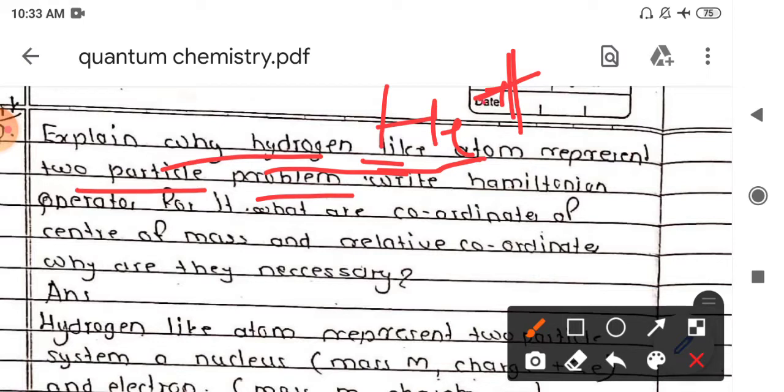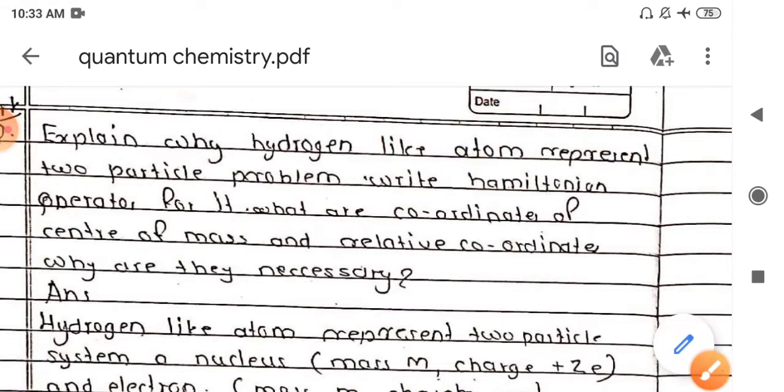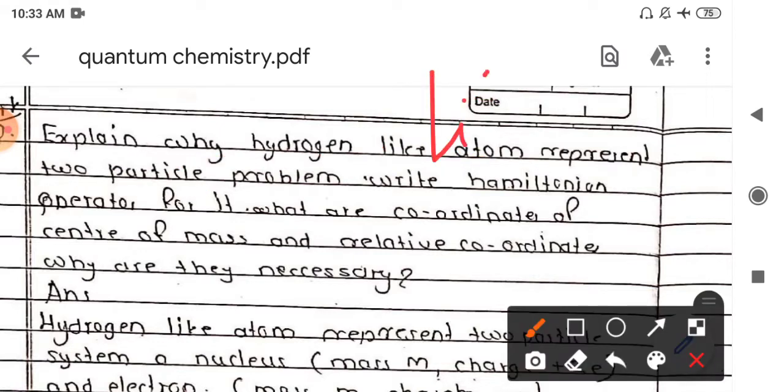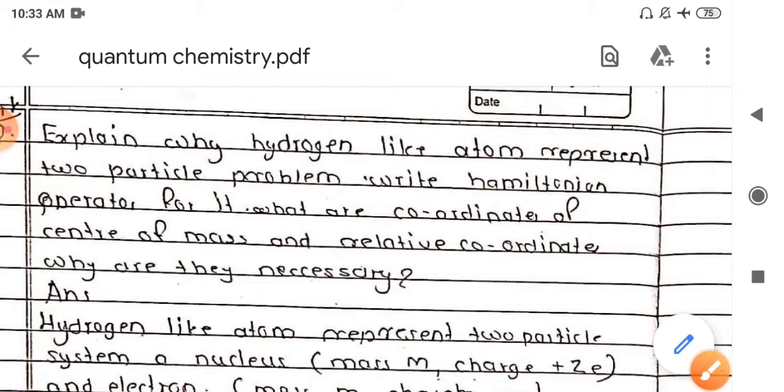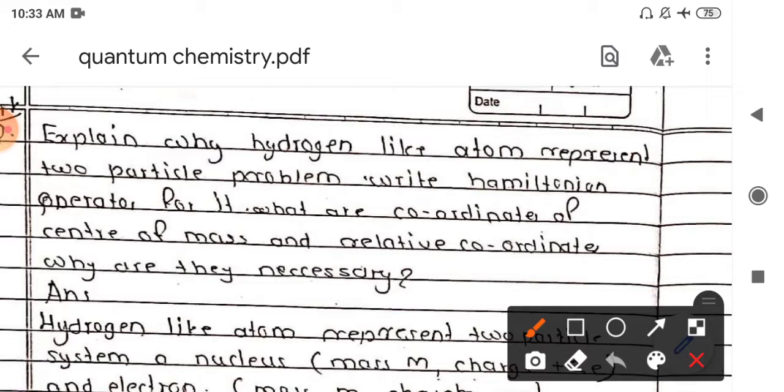Because we are using helium plus, in the same manner we can say lithium 2 plus, beryllium 3 plus, as such. These are the systems we call hydrogen-like systems. So the question is: explain why a hydrogen-like atom represents the two-particle problem, write the Hamiltonian operator and the center of mass and relative coordinates, and why they are necessary.